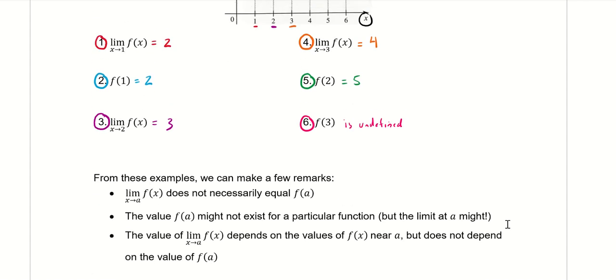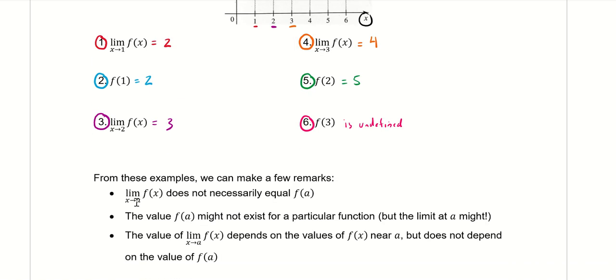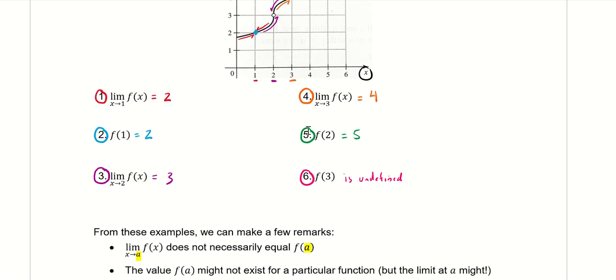Now from this, and the example on the previous page, let's look at a couple important remarks. One thing that's important to note is the limit of f of x as x goes to a doesn't necessarily equal the function value at a. We just saw that with parts 3 and 5. The limit as x goes to 2 is 3, but the function value at 2 is 5.